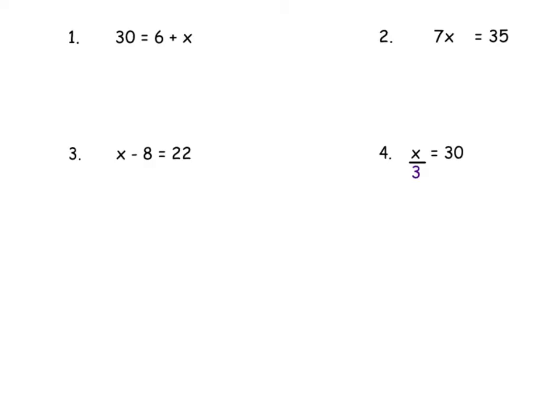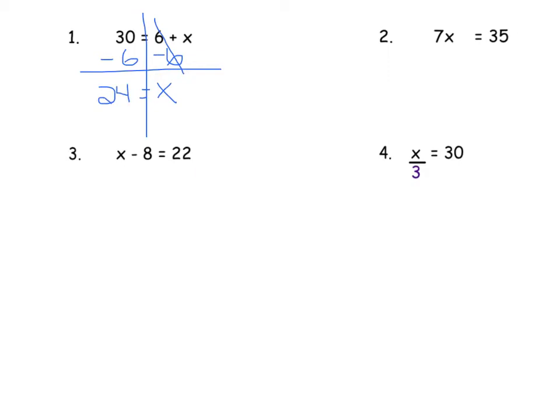Let's do some more practice problems. So you always start by finding your variable. Here's the x. So I'm going to separate the sides. The 6 is being added to x, so I'm going to subtract 6. If I do it to one side, I have to do it to the other. So that cancels out. I'm left with x. 30 minus 6 is 24.